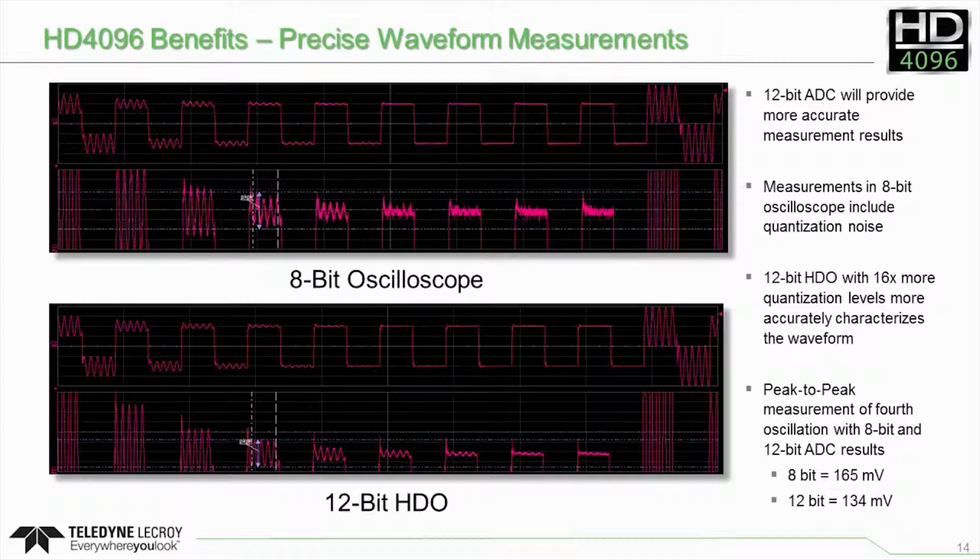HD4096 technology also improves measurement precision. The peak-to-peak measurement of this signal is displayed as 165 millivolts by the 8-bit oscilloscope. The same measurement on the same signal captured by the 12-bit high-definition oscilloscope is displayed at 134 millivolts.